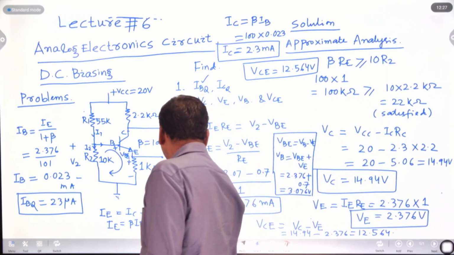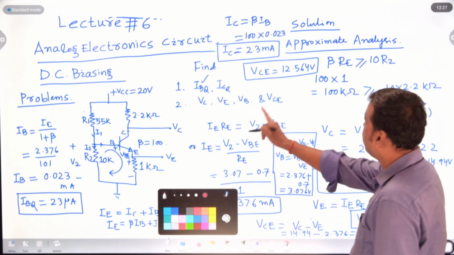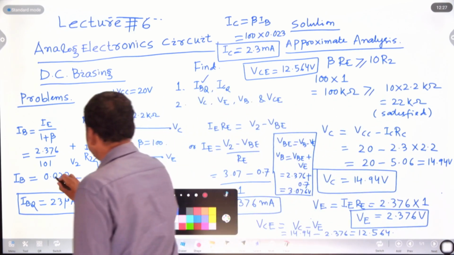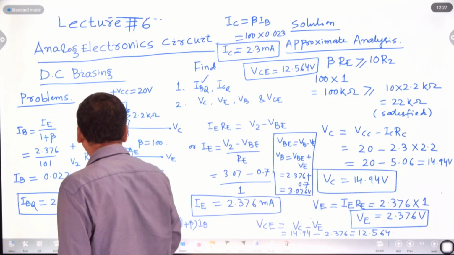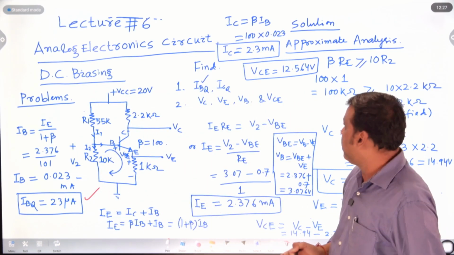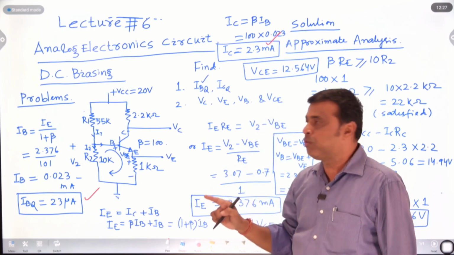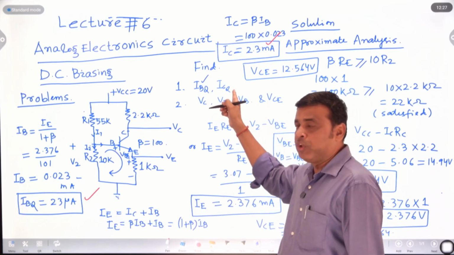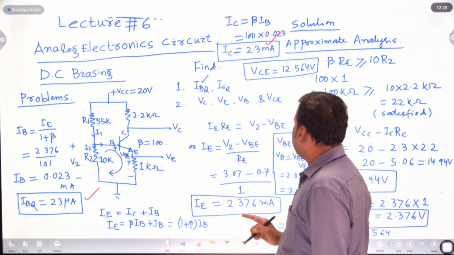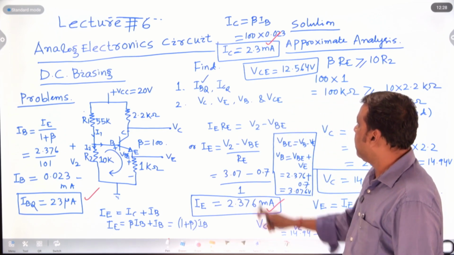Here, whatever the DC current and DC voltage, first of all we have calculated IB. IB is nothing but your base current, 0.023 milliampere or 23 microampere. And then we calculate IC. After getting IB, IC equal to beta IB. IC is 2.3 milliampere, which is the same ICQ about the Q point. Then that is your emitter current IE, which is 2.376 milliampere.